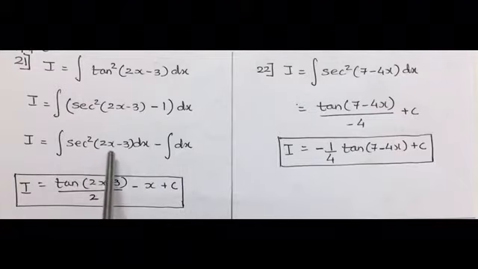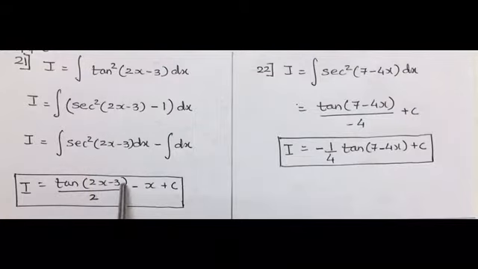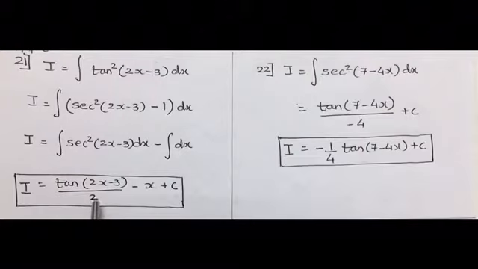Integration of sec square 2x minus 3 dx minus integration of dx. Now sec square integration is tan. So tan 2x minus 3, now divided by 2 is to be written because the coefficient of x is 2. So in integration, we always divide by the coefficient of x.